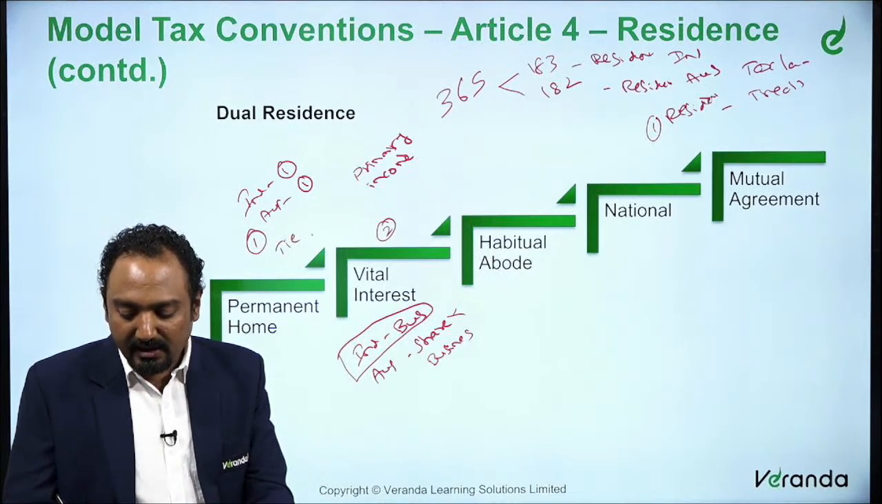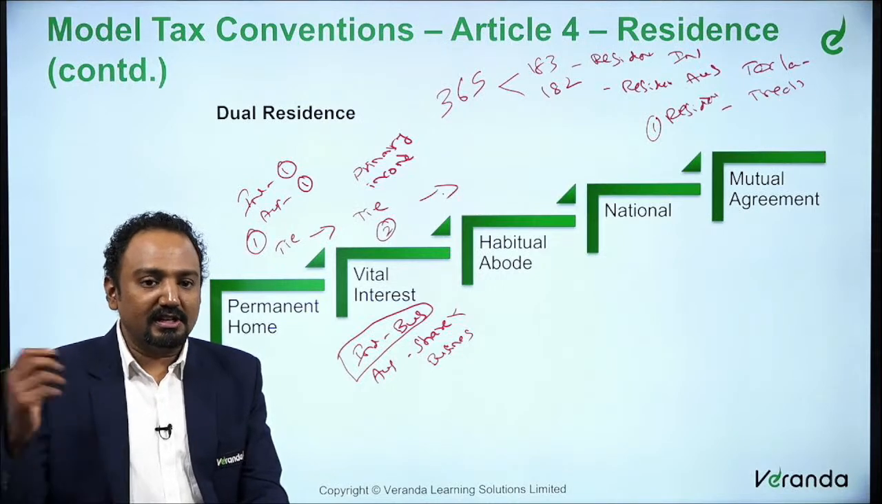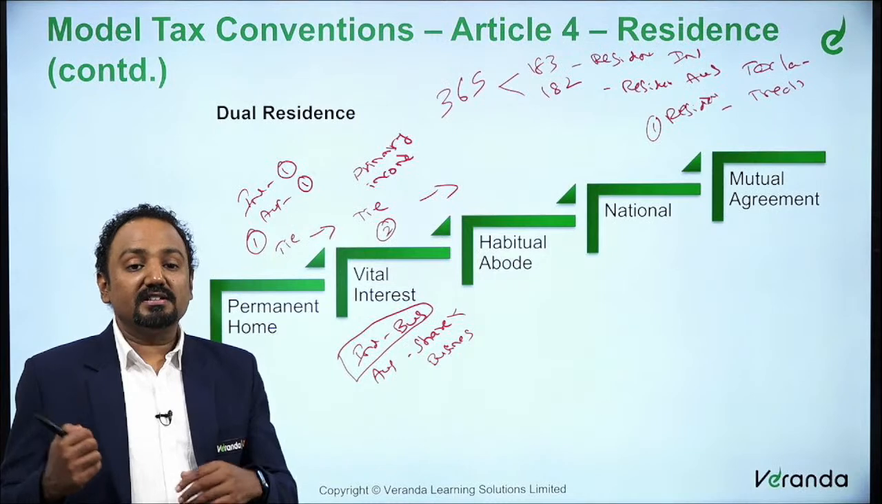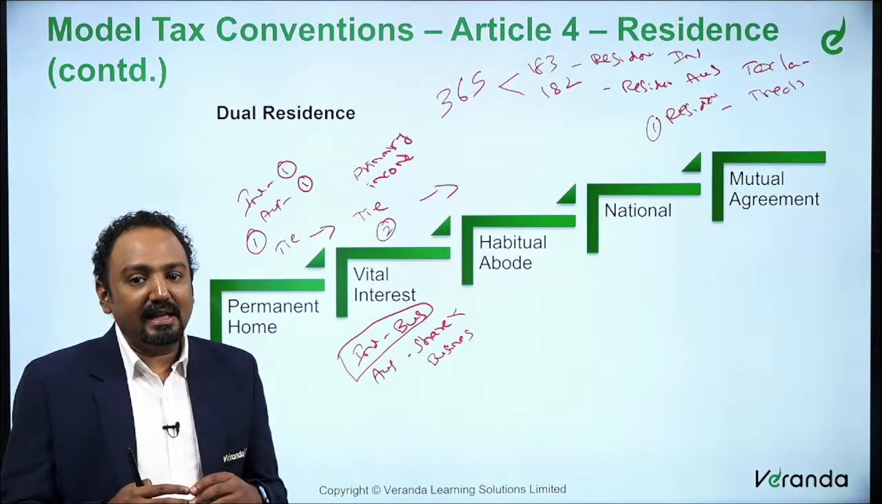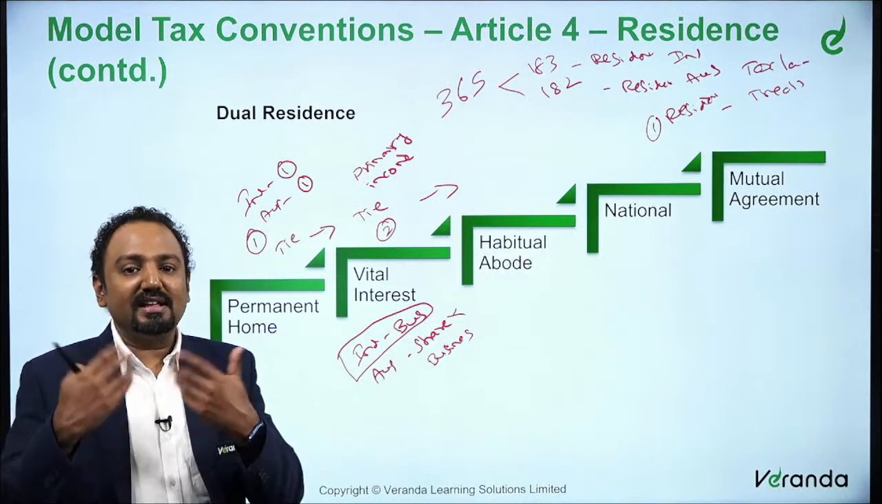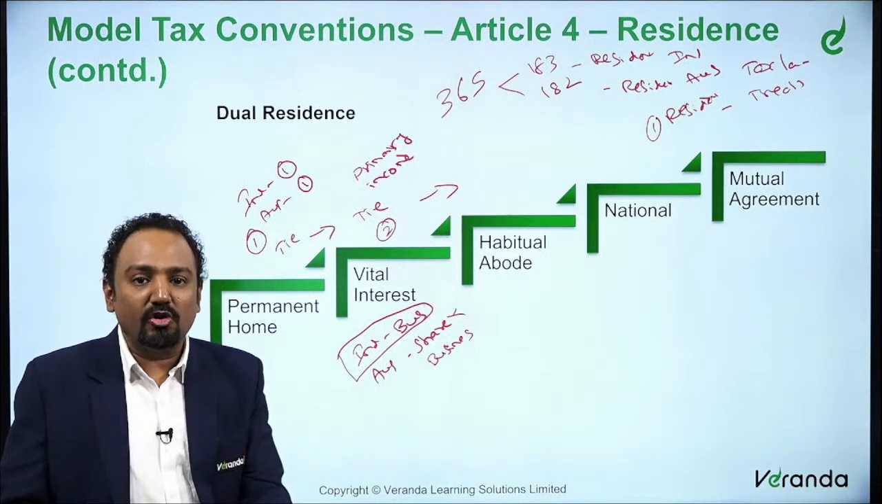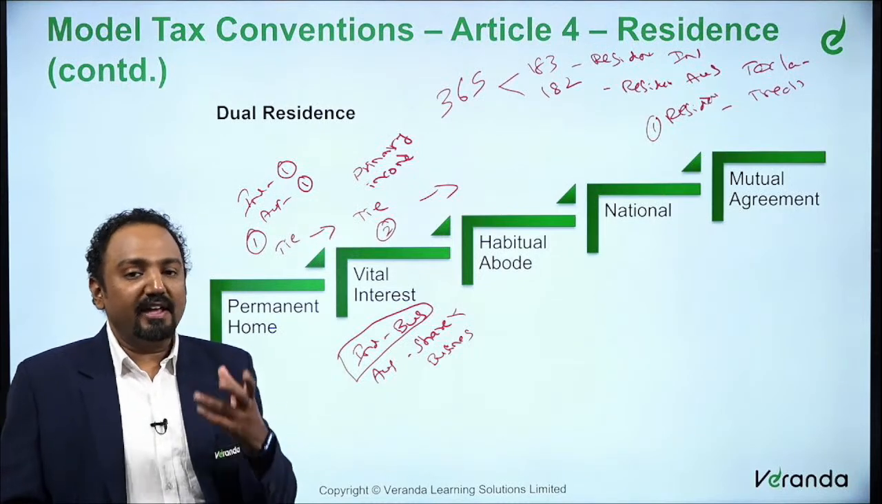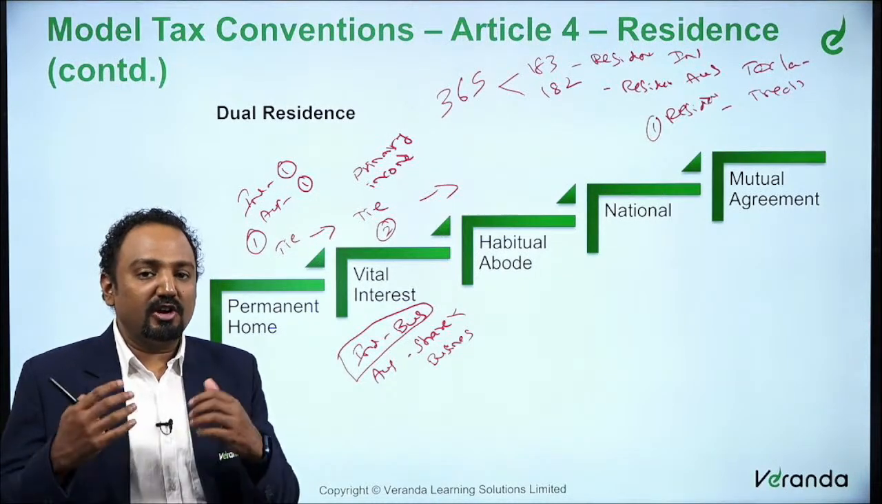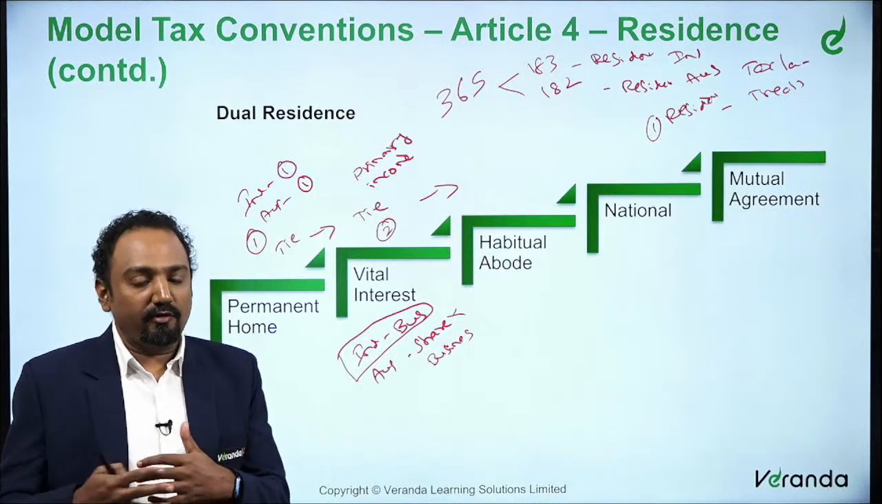So if it is a tie, you move to this. If this is also a tie, you move to the third clause, that is habitual abode. What is habitual abode? It is basically a place where you generally go and stay. That is, you have a home in both places, but where do you usually prefer to stay? Where do you generally go and stay more often?